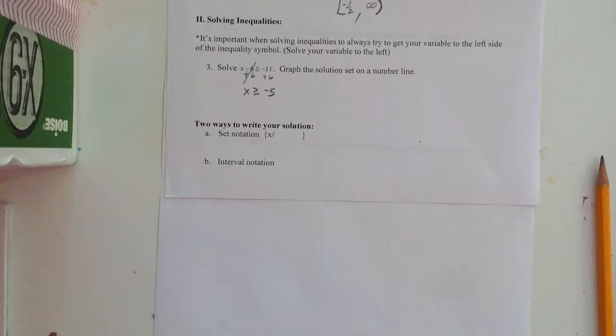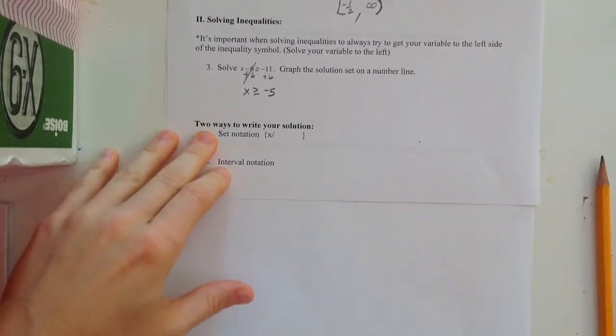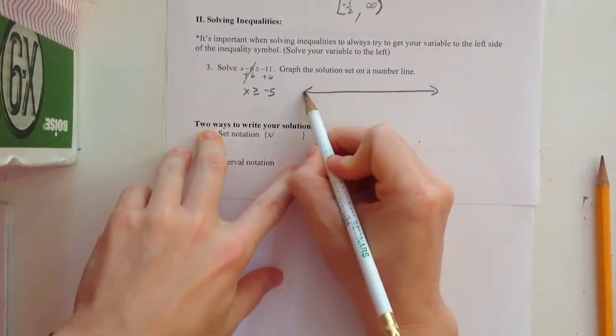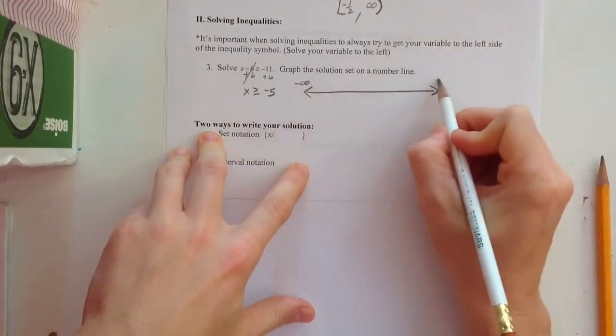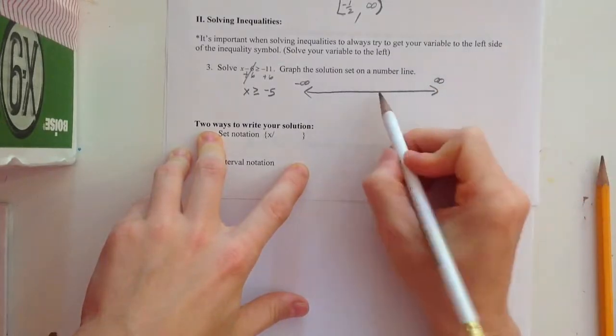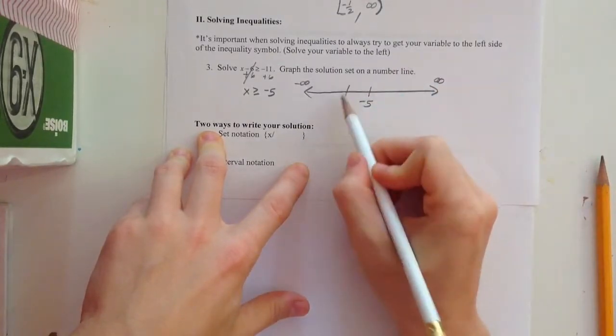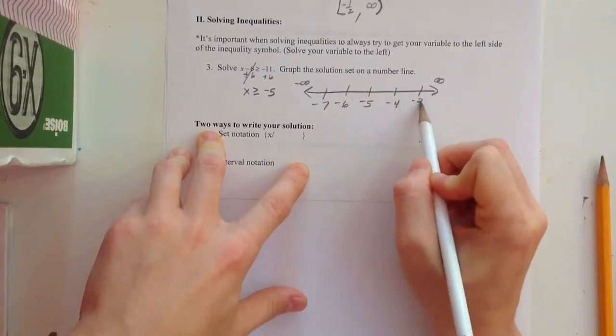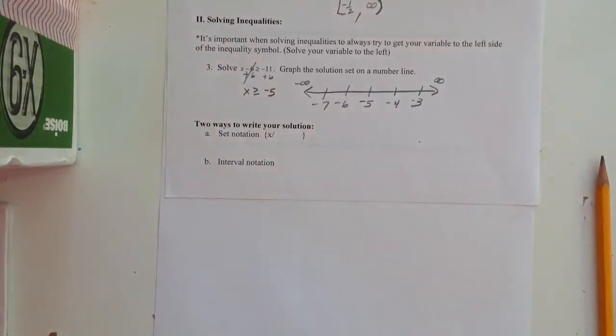Now this looks just like our problems did at the very beginning. So I want to graph the solution set on a number line, and then I'm going to write it two different ways. I'm going to write it in set notation and interval notation. So let's graph this. Remember, your negative infinity is to the left, your positive infinity is to the right. And I'm going to go ahead and just write a couple of numbers just to give you an idea of where this is located. Now you have to remember if you want a bracket or a parentheses.